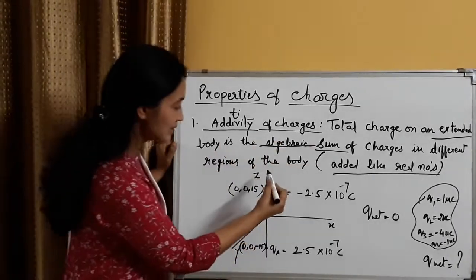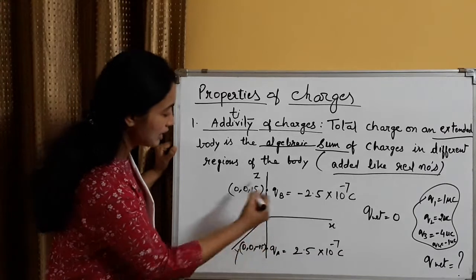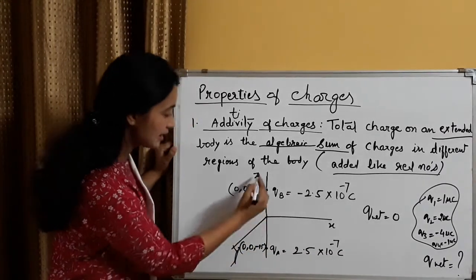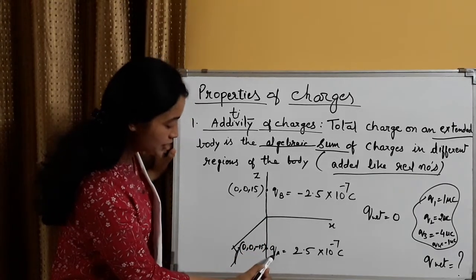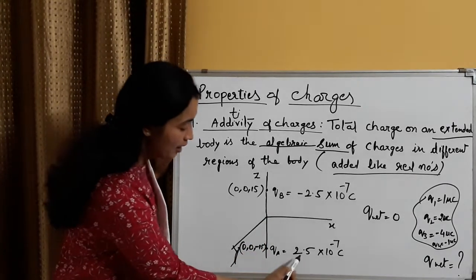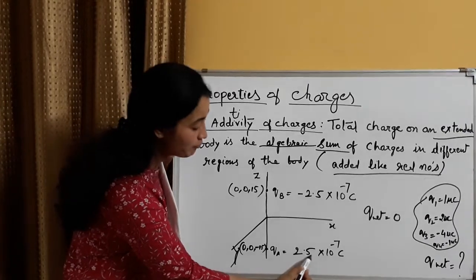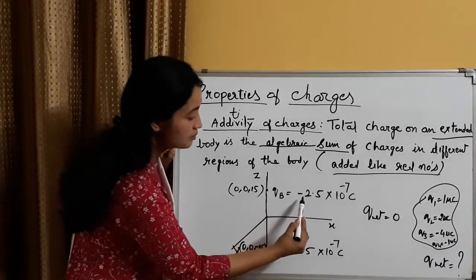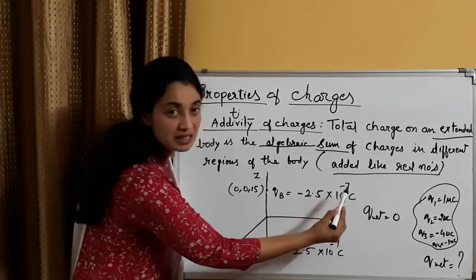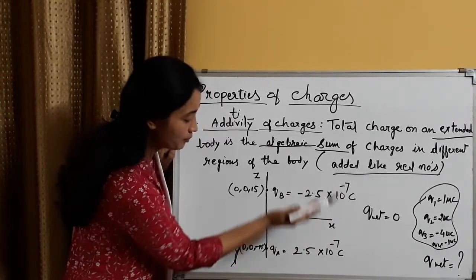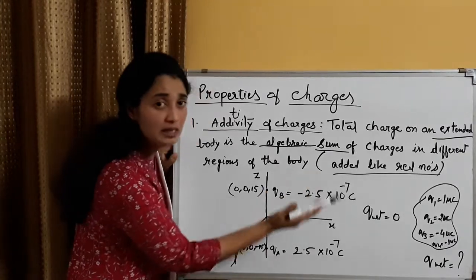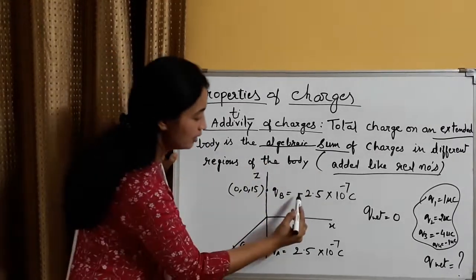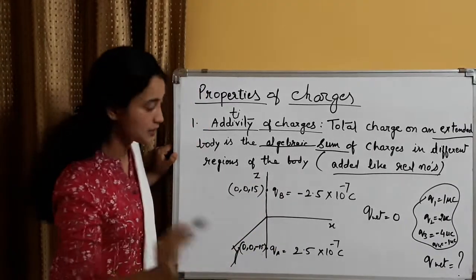So let us take an example. We have taken a coordinate system, x-axis, y-axis and z-axis. Here I have got two charges, QA, I have named it QA. Magnitude of charge is 2.5 into 10 to the power minus 7 coulombs. And QB is minus 2.5 into 10 to the power minus 7 coulombs. So you can make out that QA and QB, magnitude wise they are the same. The only difference is this negative sign.